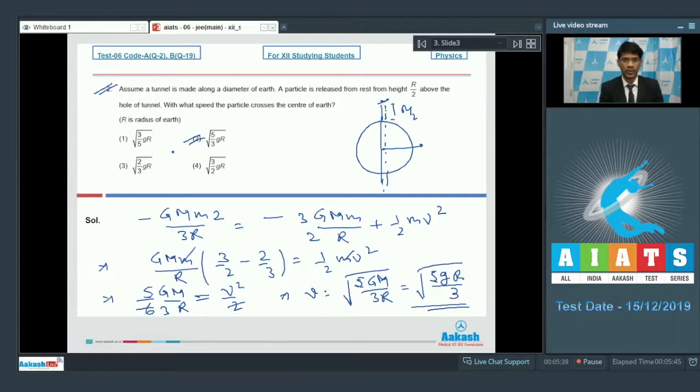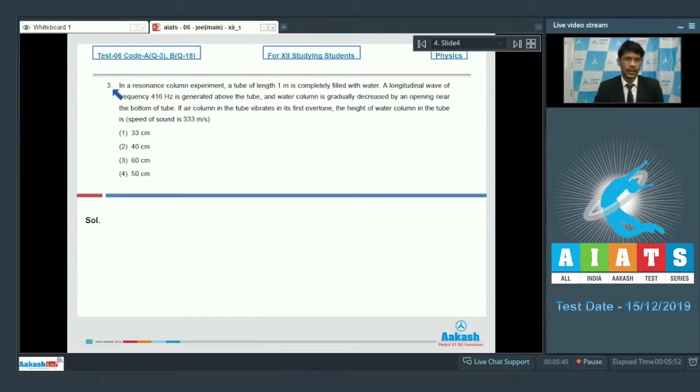Now we shall proceed to the next question, that is question number 3. Here in question number 3, in a resonance column experiment, a tube of length 1 meter is completely filled with water. A longitudinal wave of frequency 416 Hz is generated above the tube, and the water column is gradually decreased by an opening near the bottom of the tube.